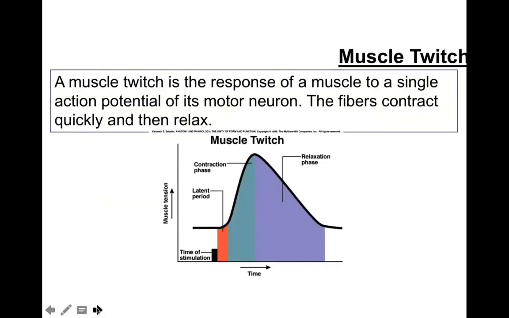force production. So a muscle twitch is the response of a muscle to a single action potential in its motor unit. The fibers will contract quickly and then relax. Here's an example of muscle tension. You have a little stimulation that comes from the motor neuron, there's a slight delay, and then you have a contraction phase and a relaxation phase. So this would be just a single action potential from a single motor neuron. When you actually have a movement, it's a combination of many of these.